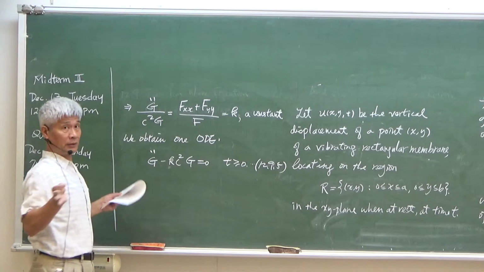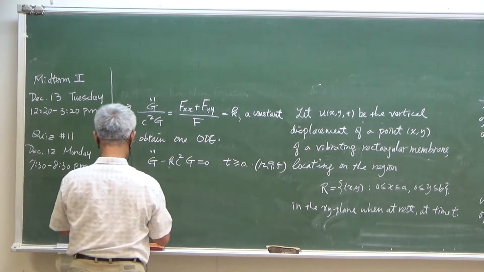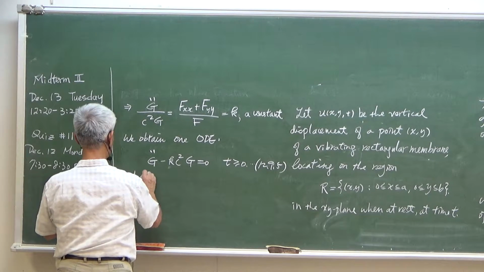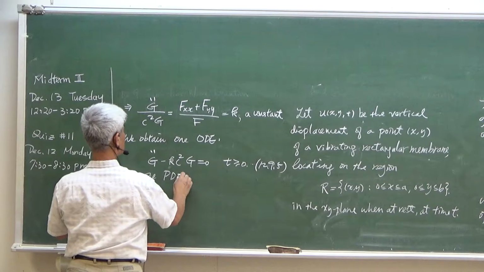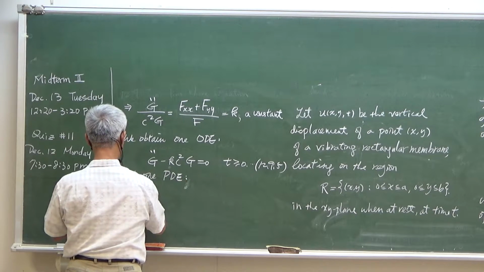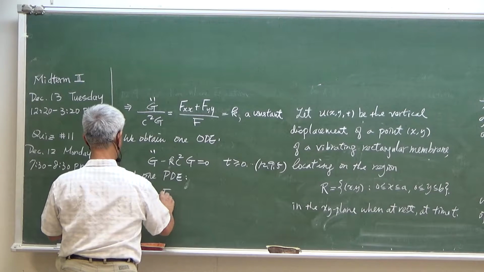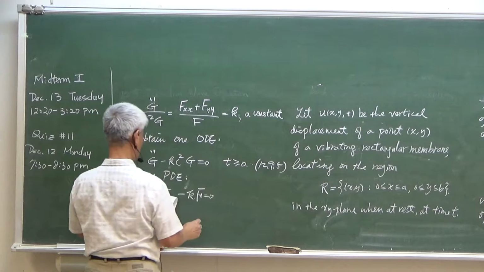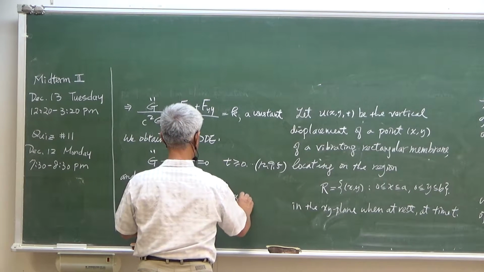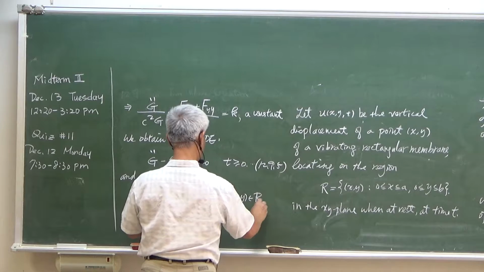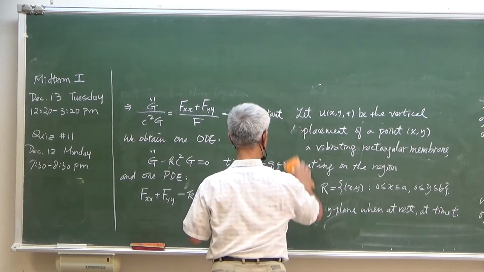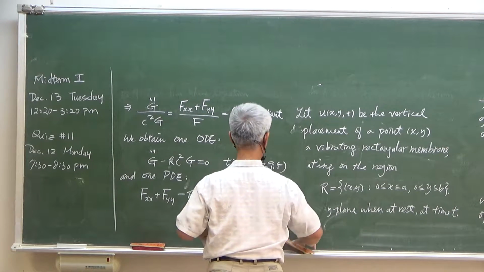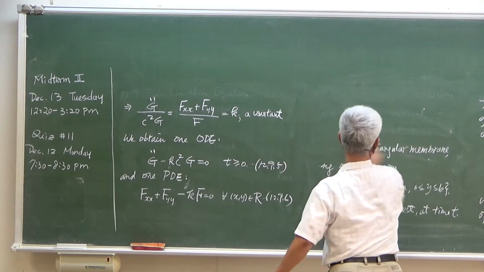But the k is a parameter. You don't know yet how to fix the k. All right, and one PDE. The PDE is that we have f_xx plus f_yy minus k f equal to 0, for all x, y in the rectangle. So this is 12.9.6.